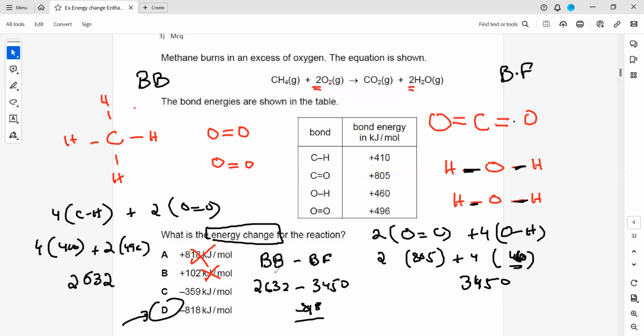Is it clear? This question 3? Anyone having a doubt or a question in this?